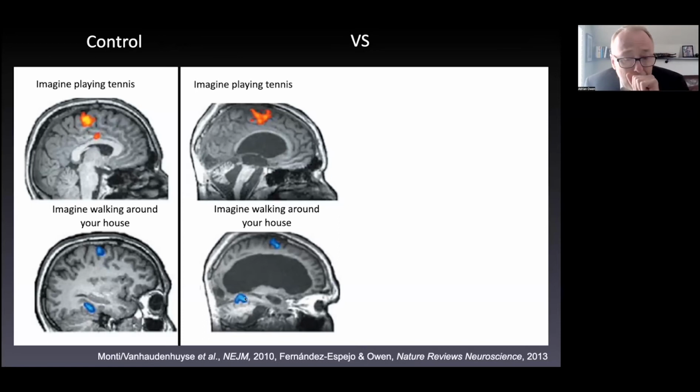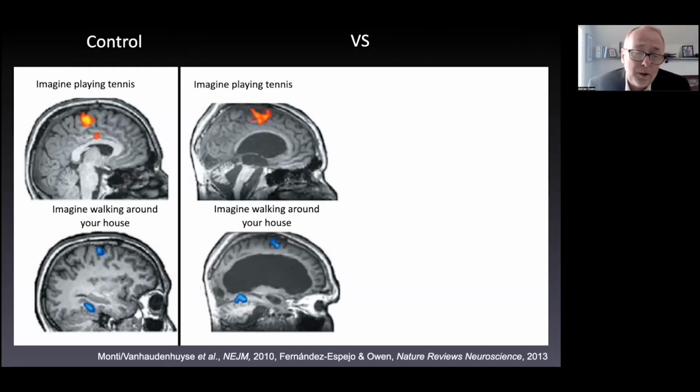In his case, we were able to show that he's clearly activating the parahippocampal gyrus and the lateral premotor cortex, just like healthy controls when asked to imagine moving around his house. What we then said is, okay, we know that you're aware, we know that you can hear us, we want you to answer some questions. Imagine playing tennis if the answer is yes. Imagine walking around your house if the answer is no.